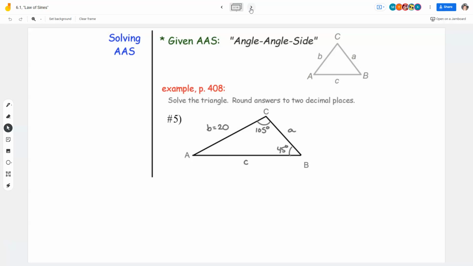What can I plug in? I have two angles. What two angles do I have? Well, let's think about this. I have C and I have B. So does it make sense that maybe I'm going to be doing A over sine A? Why is she using that if she has C and B? Let's think about it.